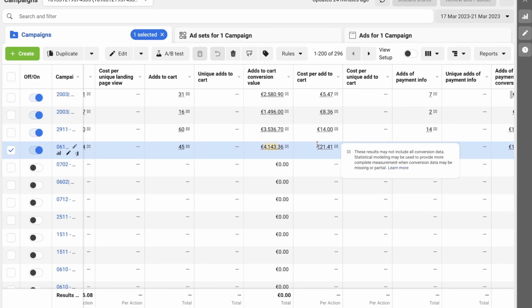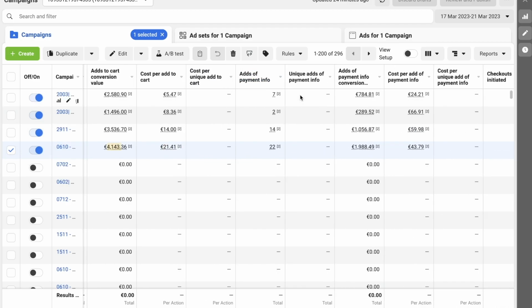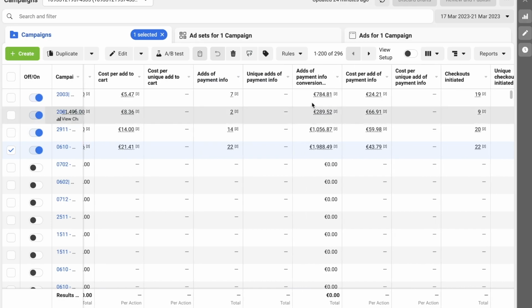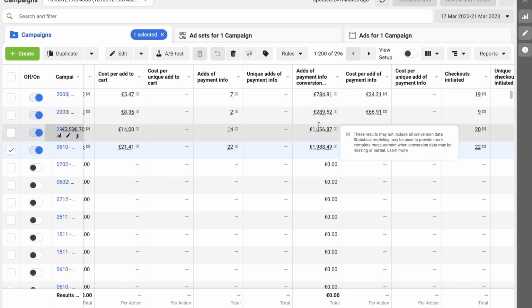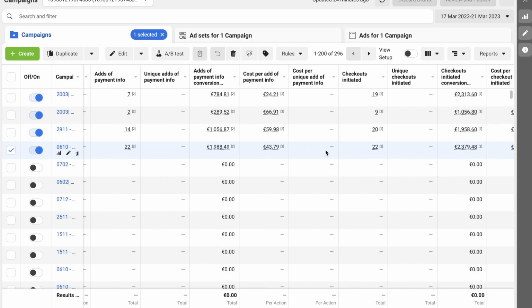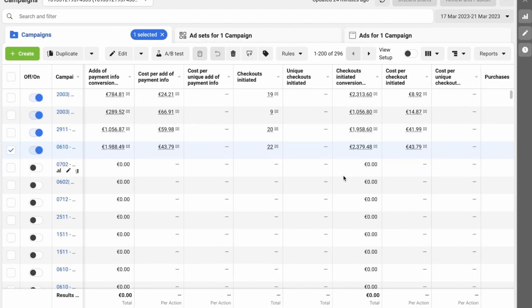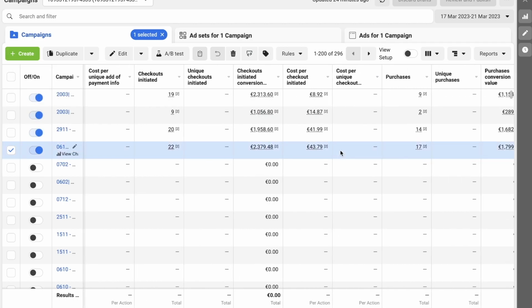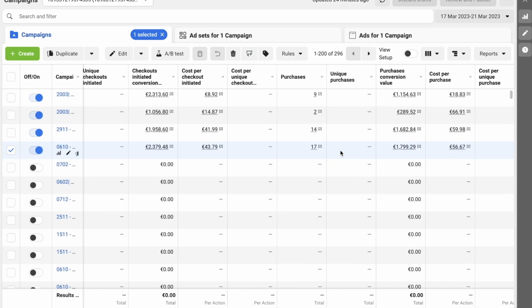I also see my cost per add to cart. Again, unique things are bugged. I see the next step, which is the checkout or the add to payment info, depending on how you named the event. Again, you can see how much value people are checking out with. You get your overall count for checkouts initiated. Again, same metric. Add payment, checkouts, most of the times the same event. Sometimes you have more steps in your checkout. And you get your purchases.